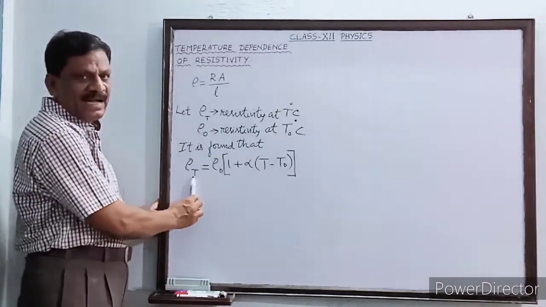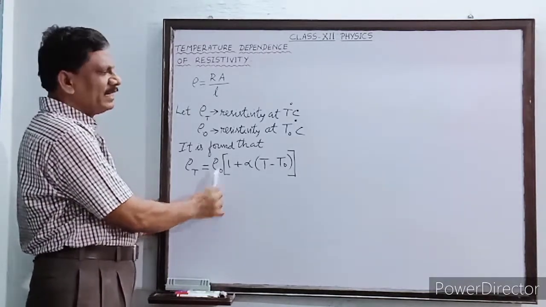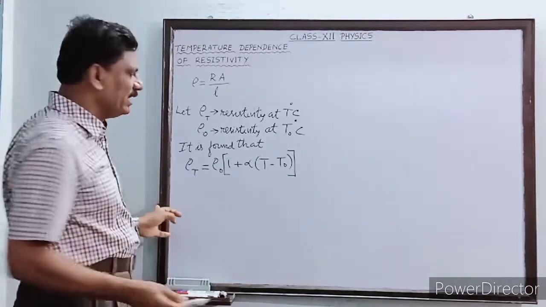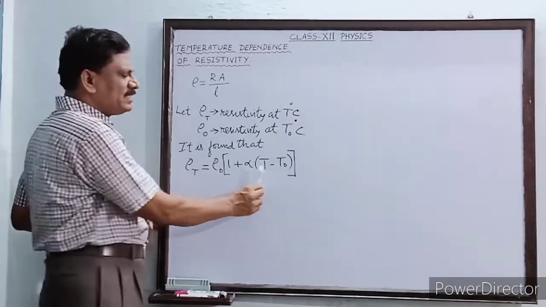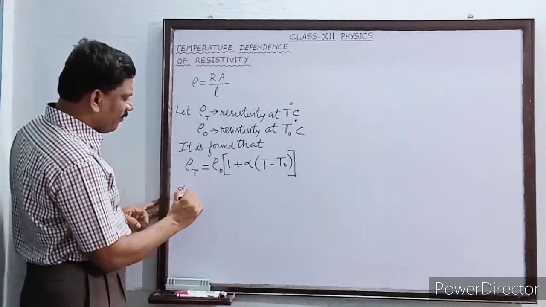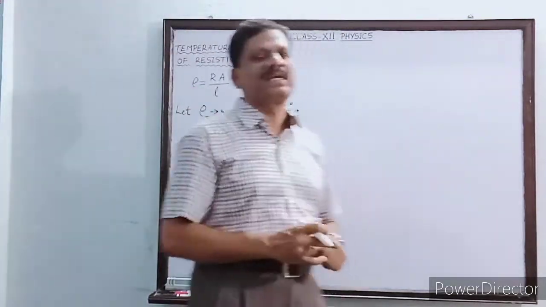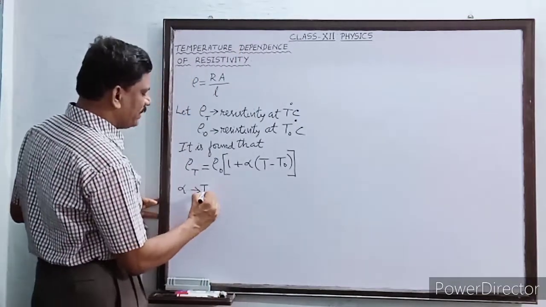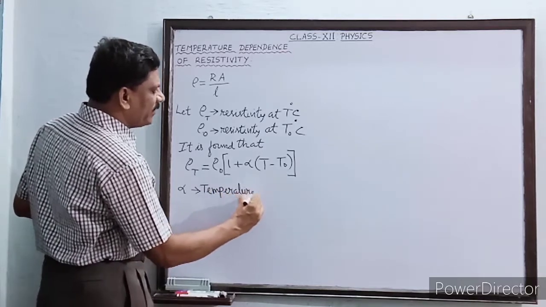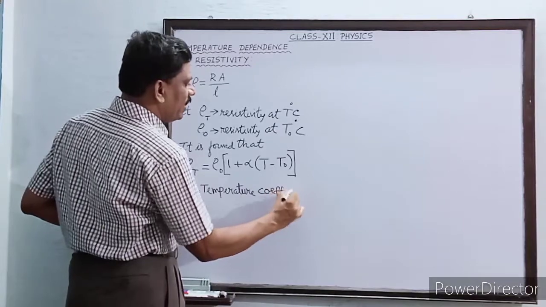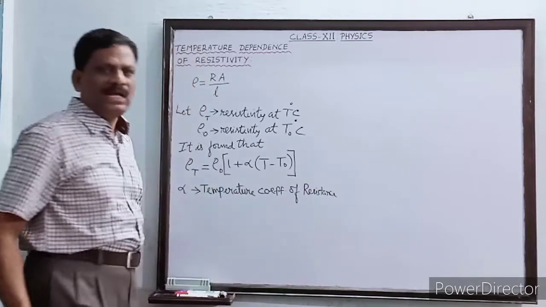What is the expression relating these two values of specific resistance? Rho at a certain higher temperature T is equal to rho naught, which is the specific resistance at a reference temperature normally lesser than T, at T0 degree Celsius, into 1 plus alpha times T minus T0, where alpha is a constant. Alpha is a constant which depends upon the property of the material of the conductor, and it is called the temperature coefficient of resistance. So alpha is a constant for any given material.